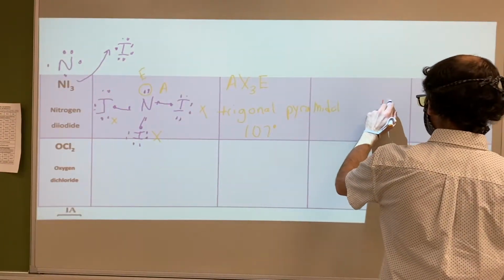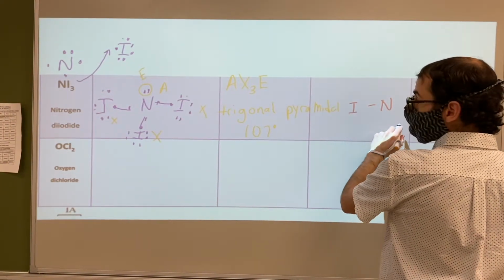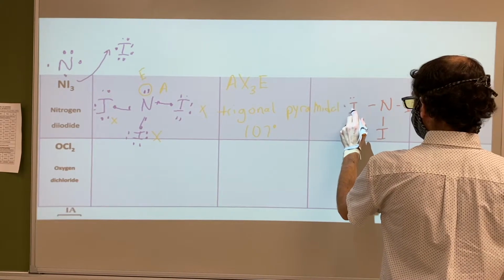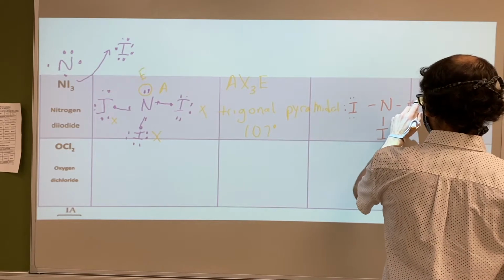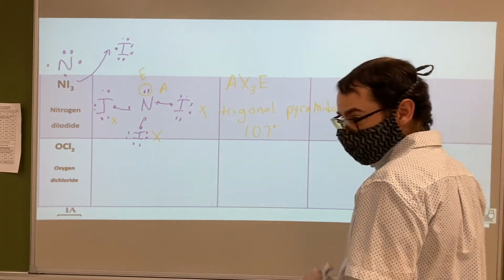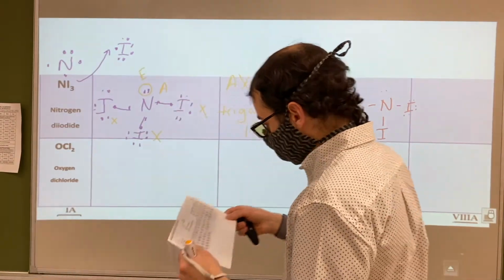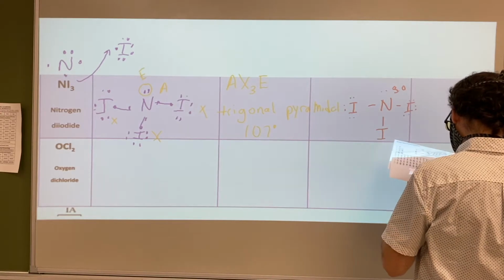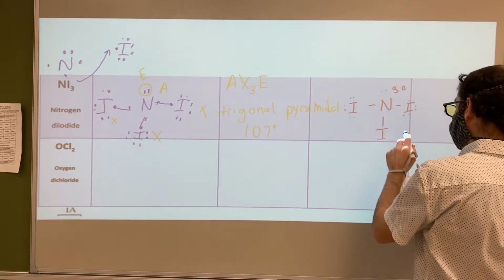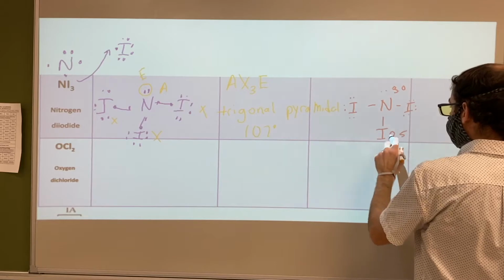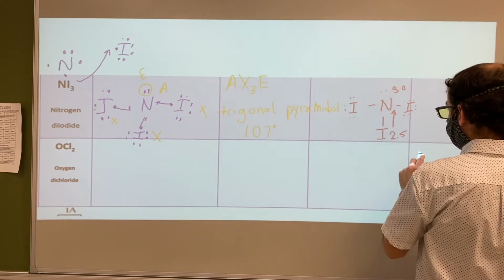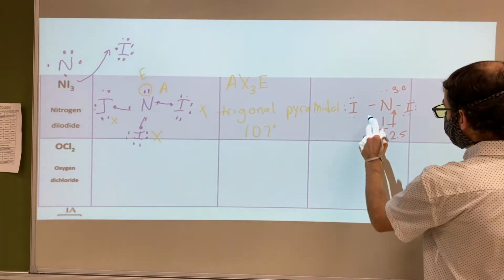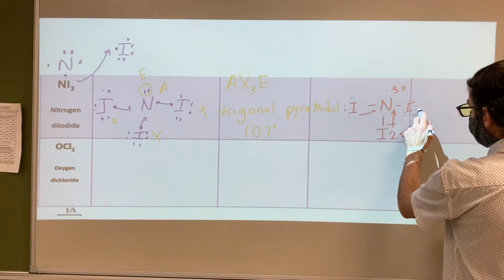So we have N. All right, nitrogen is 3, I think. 3.0. The iodine is 2.5. So we can see that it's going up in this direction by 0.5, so that leads us to believe it's polar. These two are also moving towards the nitrogen.